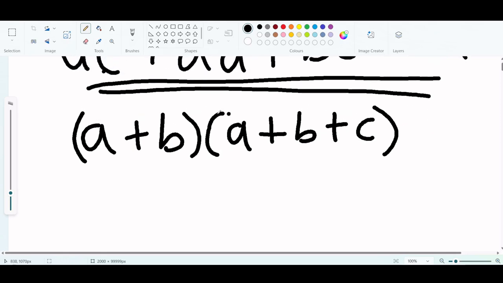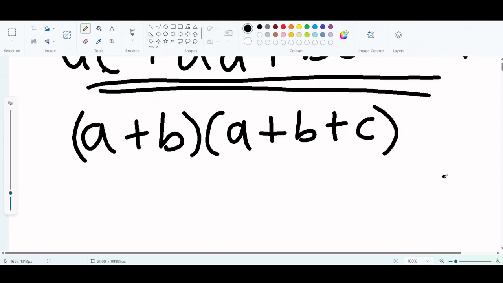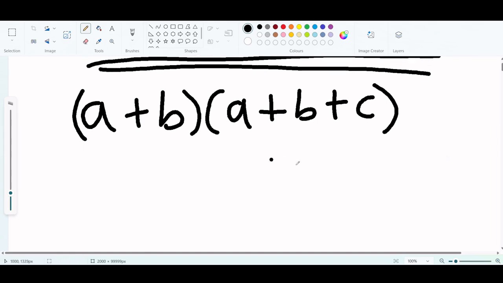When we want to multiply them, this first A is going to multiply every term in the second brackets, so we generate 3 terms from that one. Then B will also multiply the 3 terms in the second bracket, giving another 3 terms. So the total number of terms is going to be 6 terms.